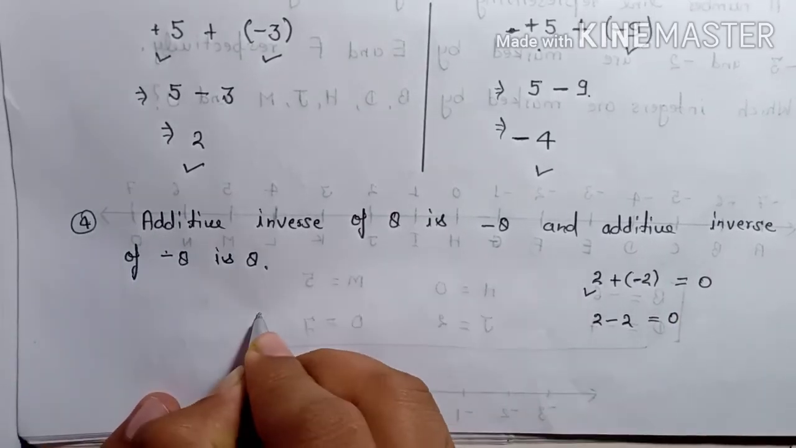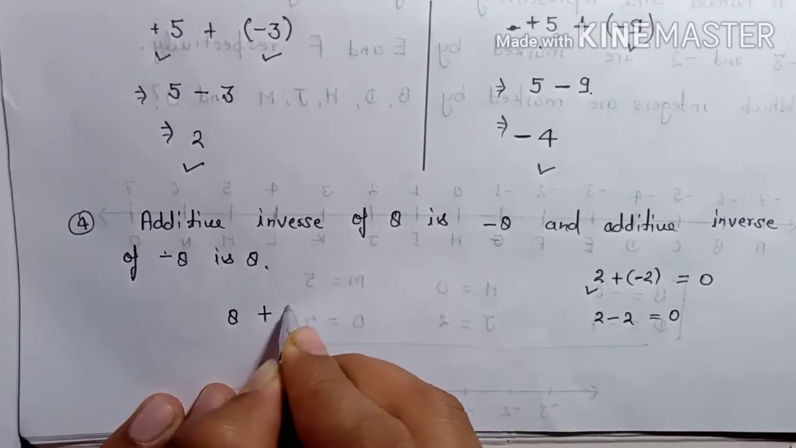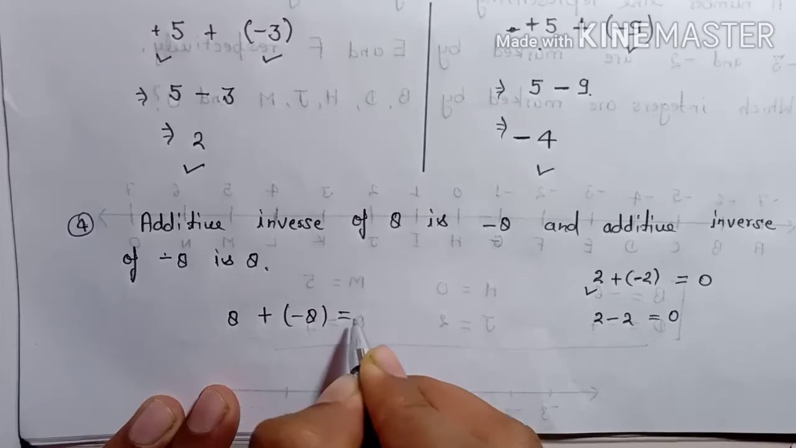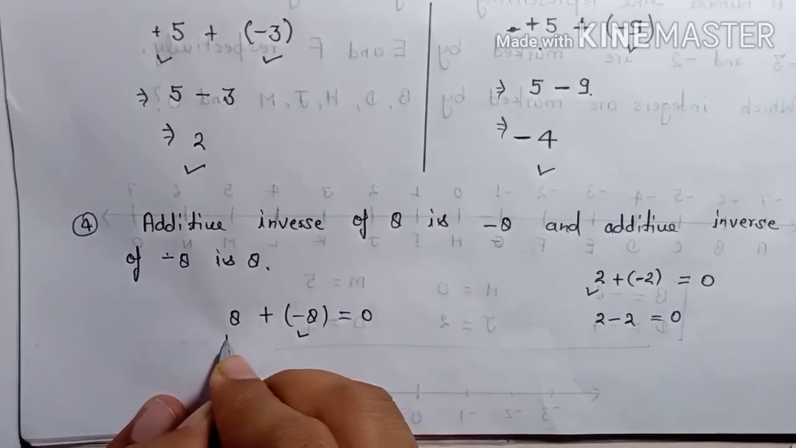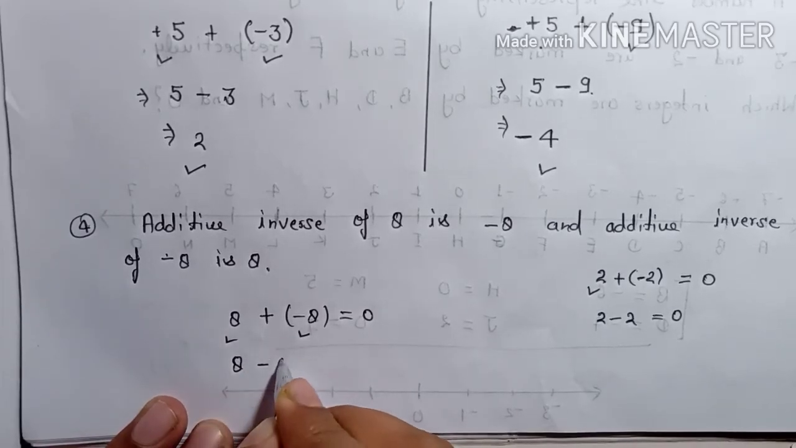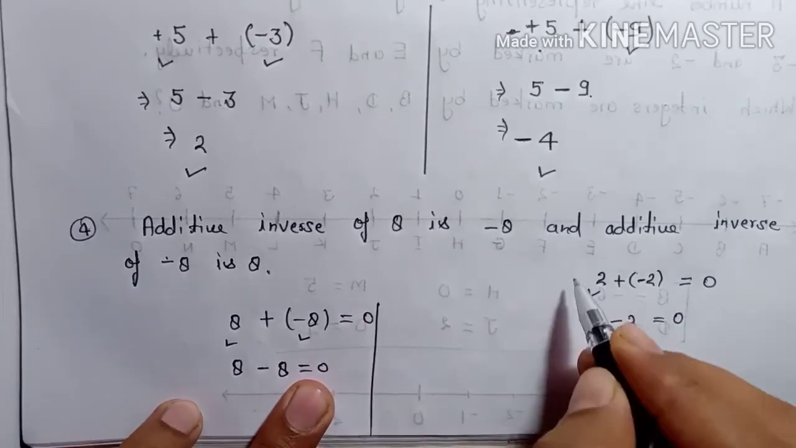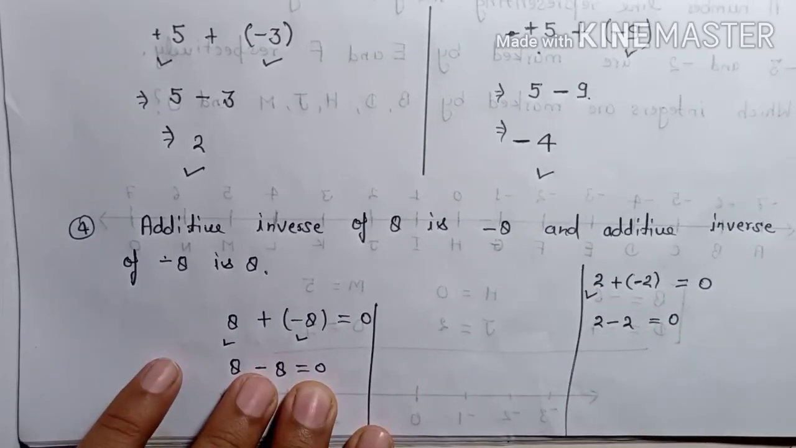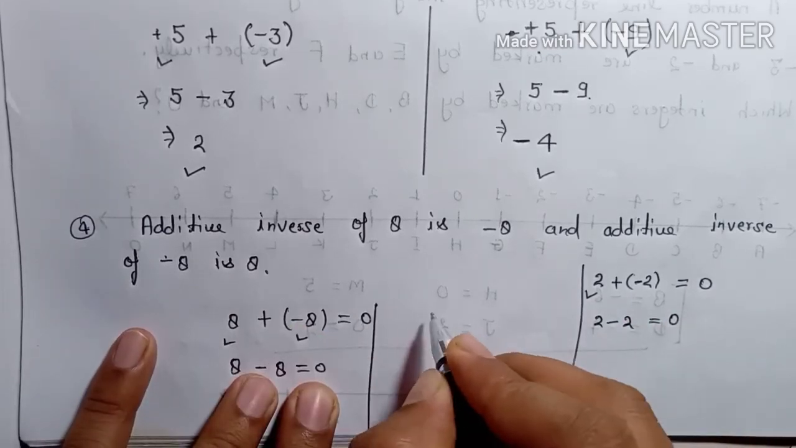So here for 8, when you add minus 8, then the result is 0. It means minus 8 is the additive inverse of 8. See how 8 minus 8 is equal to 0. And additive inverse of minus 8 is 8.